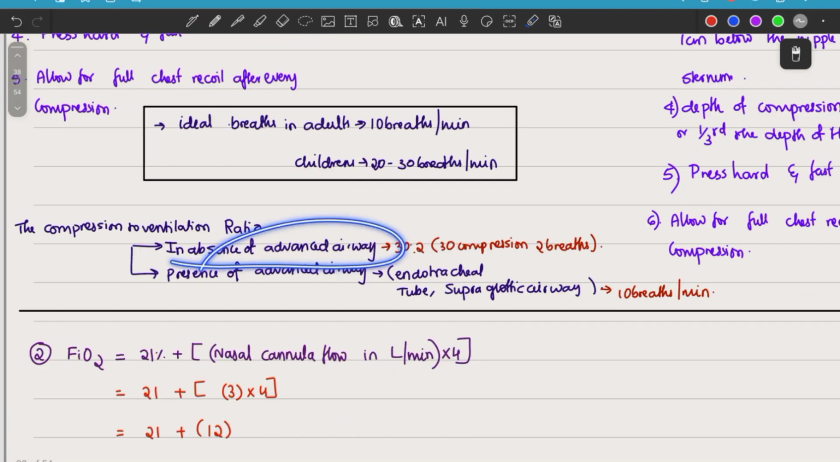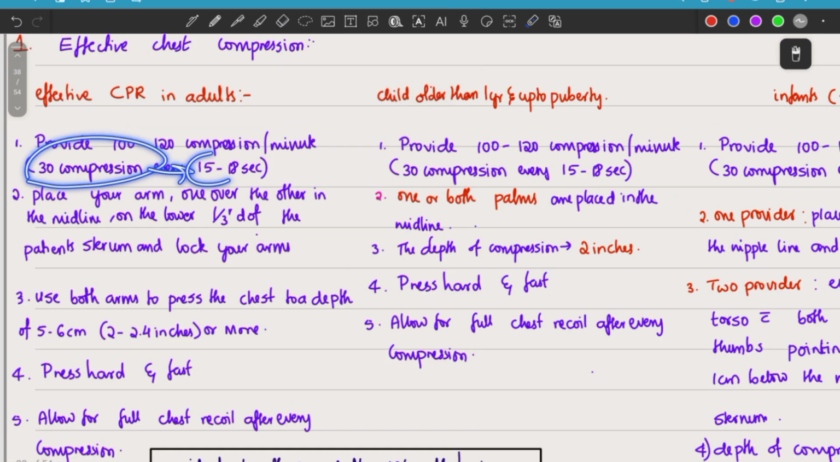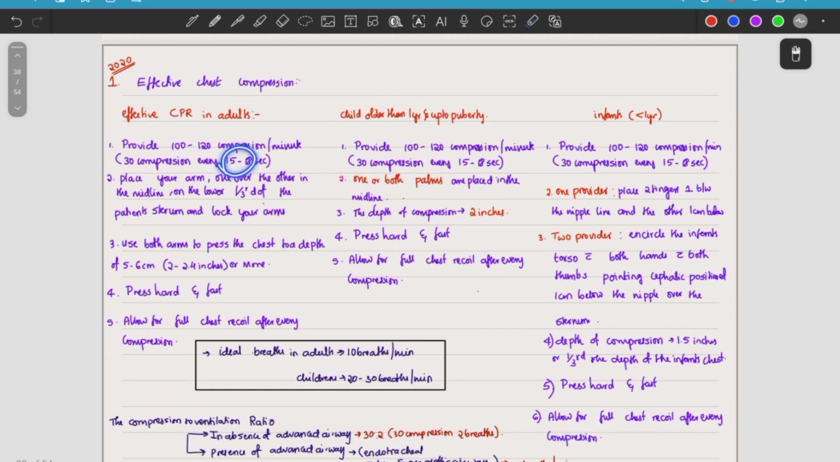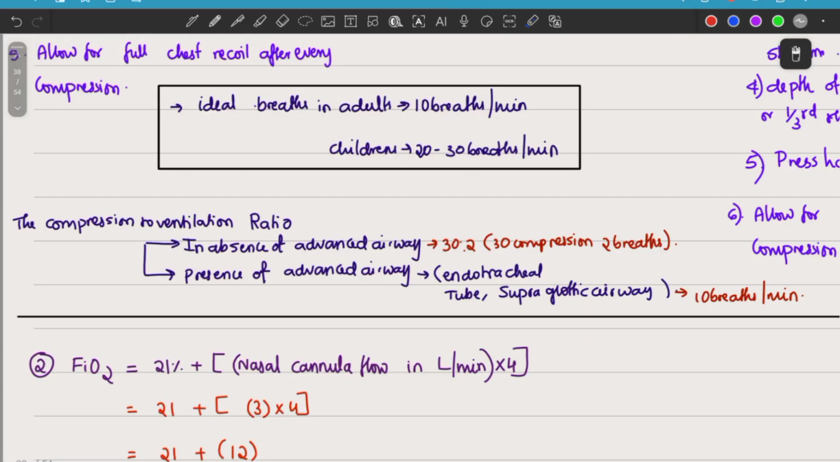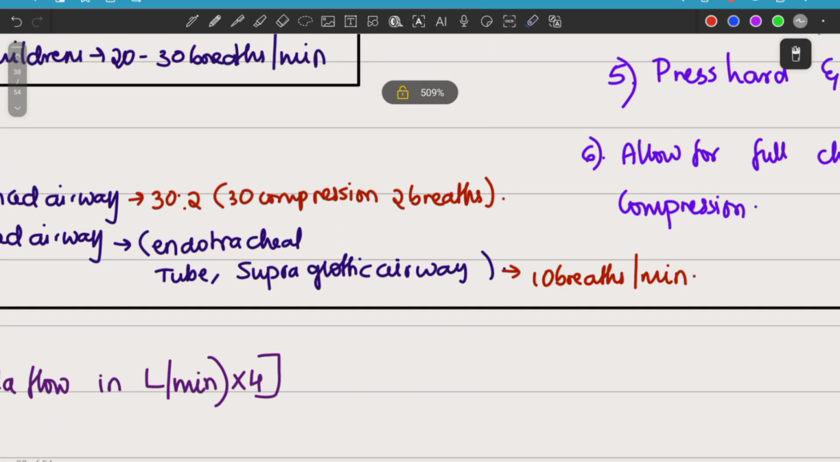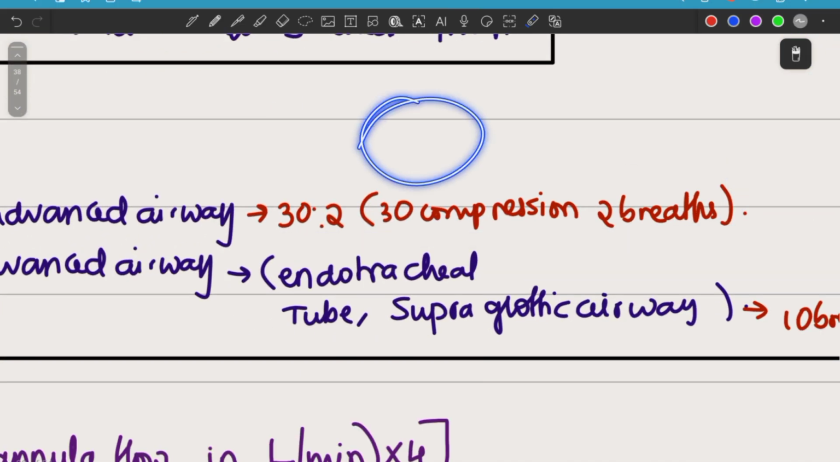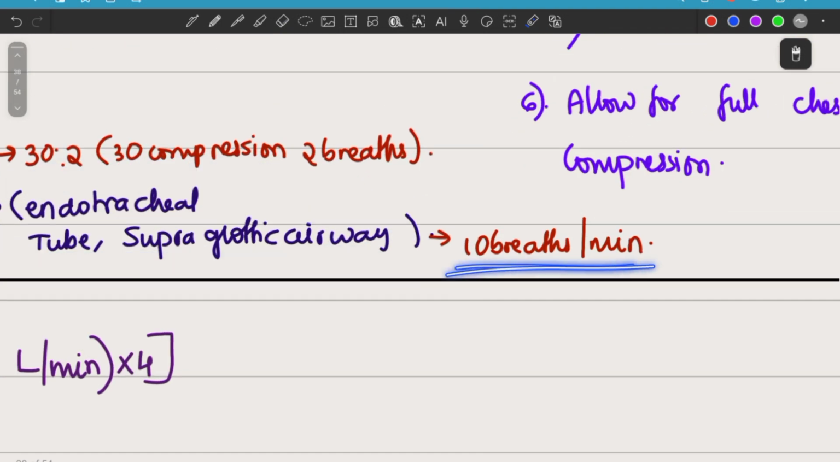In the absence of any advanced airway like an endotracheal tube or supraglottic airway, you have to give 30 compressions per 2 breaths. The 30 compressions should be given in 15 seconds. So after 15 seconds, you have to give 2 breaths. That is 30 compressions, 2 breaths, 30 compressions, 2 breaths, till 1 minute. But if an endotracheal tube or supraglottic airway is present, then you can give 10 breaths per minute. So here you can get 8 breaths in a minute, but if there is an advanced airway, we can give up to 10 breaths in a minute.